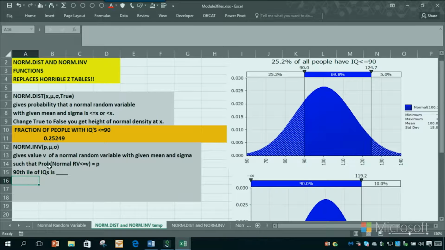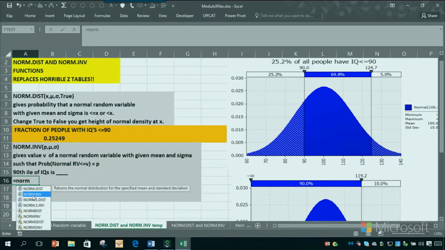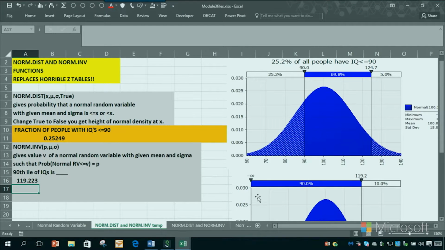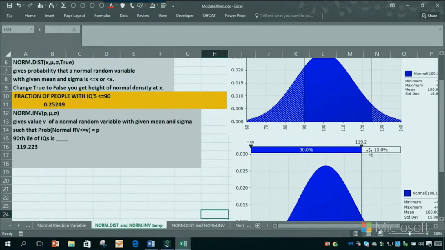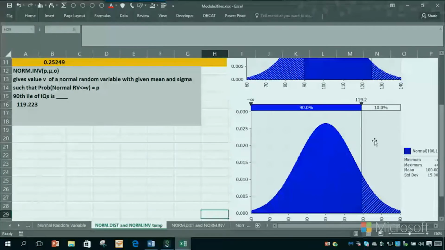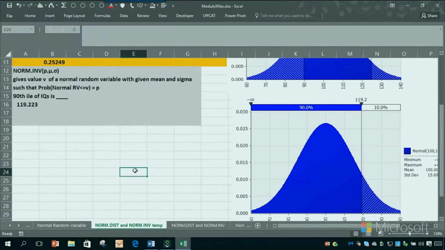So if I want the 90th percentile of IQs, of course that should be higher than 100, use your common sense, that should be a fairly smart person on the IQ test. So I would do NORM.INV, okay, probability would be 0.9, the mean is 100, and the standard deviation is 15, and I get 119.2. So if we look at this picture, it should be 90% of the area is to the left of 119.2, and that's exactly true, and 10% is to the right of 119.2. So in the next video, we'll continue with the applications of these functions to compute normal probabilities.